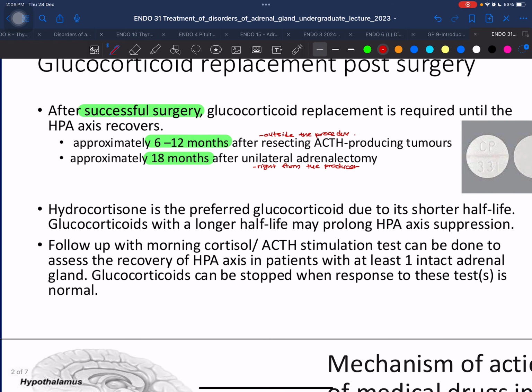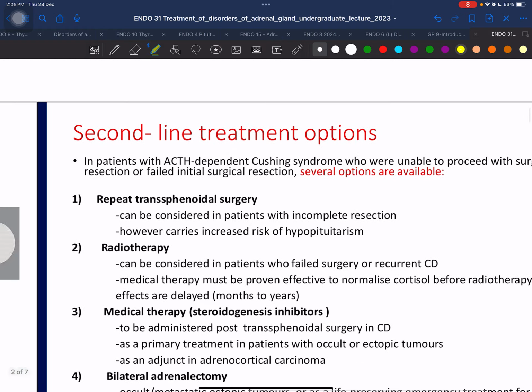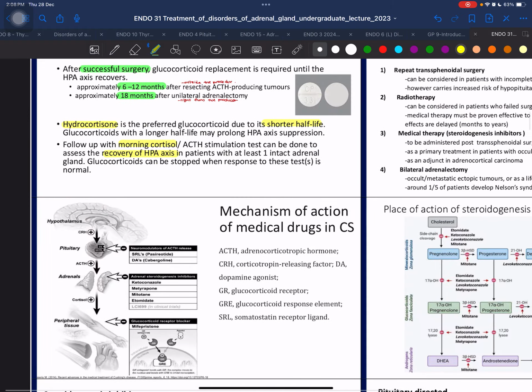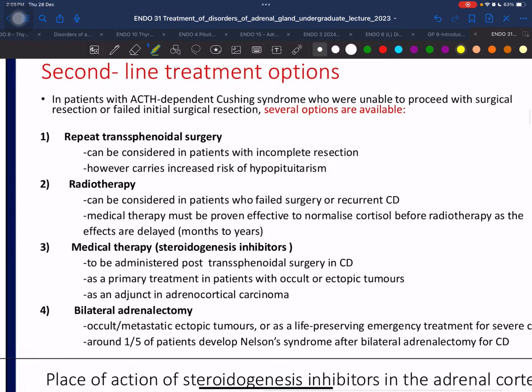Follow up with morning cortisol or ACTH stimulation test to assess the recovery of the HPA axis. Glucocorticoids obviously can be stopped when the test resumes normal. Usually, it will take months to years. Now, second-line treatment options.